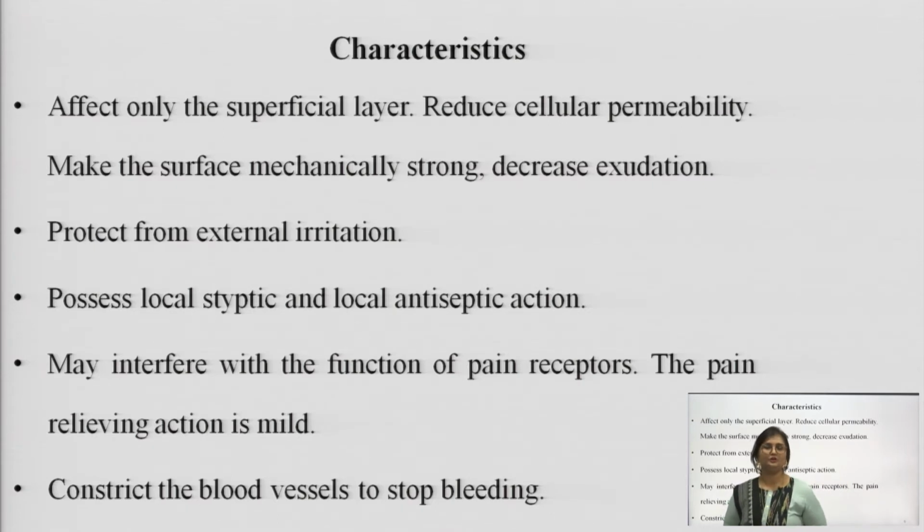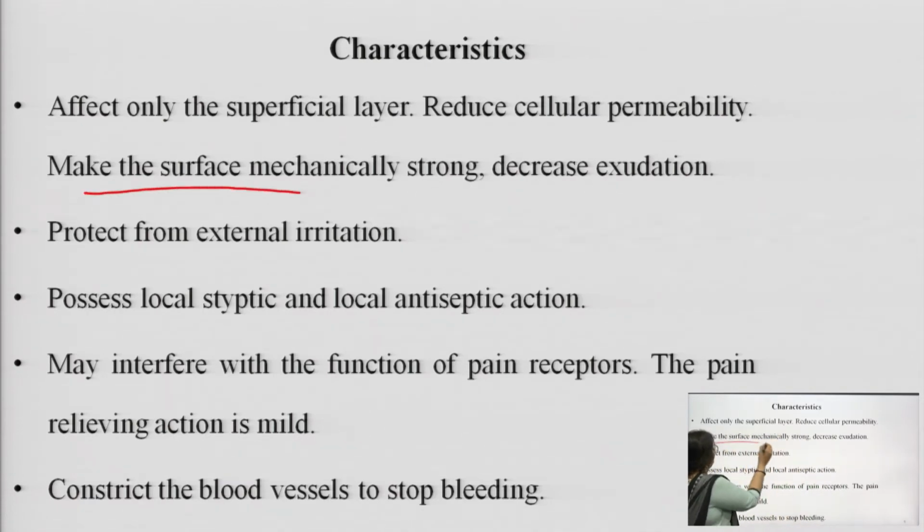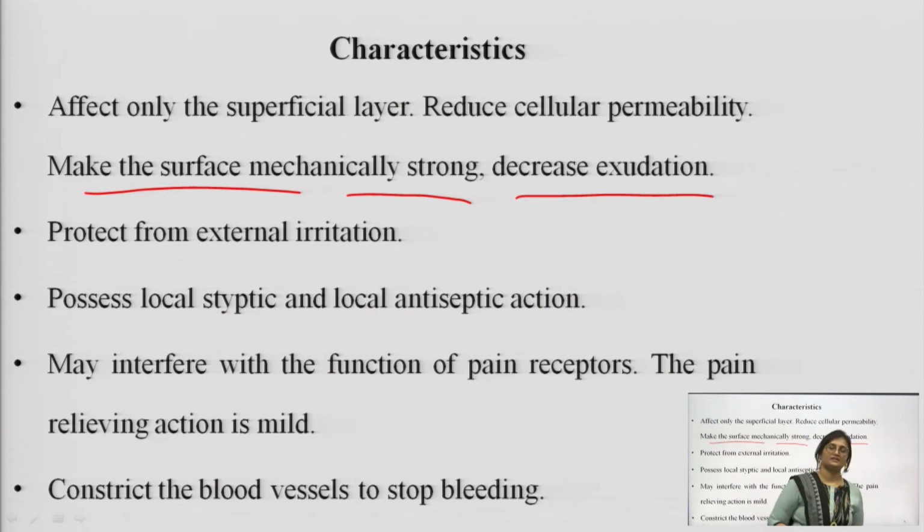Now moving on further, we look into various characteristics of astringents. Astringents affect only the superficial layer. Clear all of you? They are not meant to act inside. They reduce cellular permeability because they constrict the blood vessels, they constrict the tissues. They are used for reducing cellular permeability. They make the surface mechanically strong by decreasing exudation.